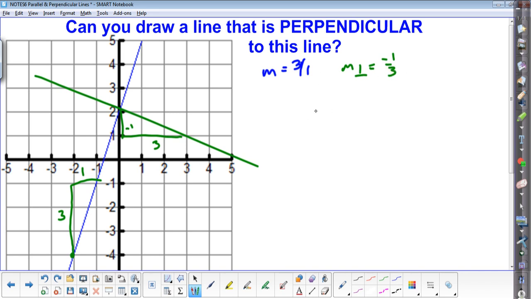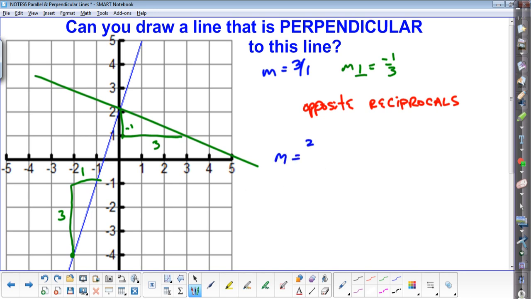We call them opposite reciprocals. Opposite reciprocals. Opposite means the sign is different. One number's positive, one number's negative. Or you can think of them as reflections of each other. But opposite means if one's positive, the other's negative, or if one's negative, the other's positive. Reciprocal means you flip the fraction. So instead of 3 over 1, it's 1 over 3. Let's just list a few opposite reciprocals.